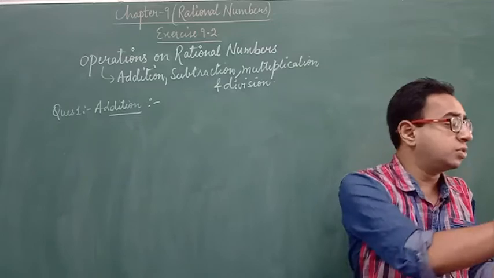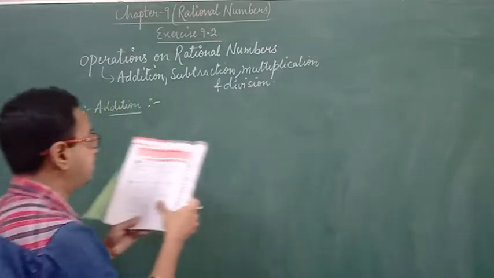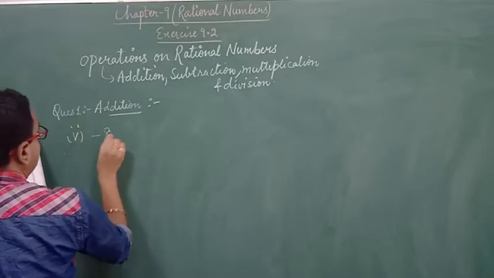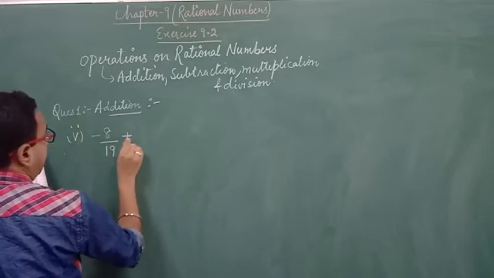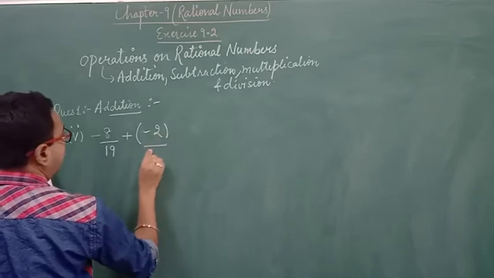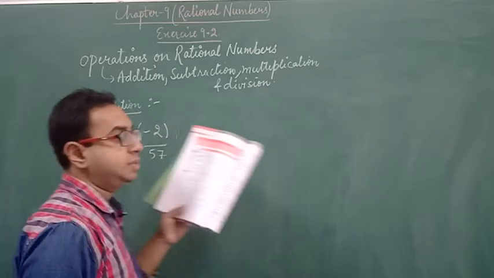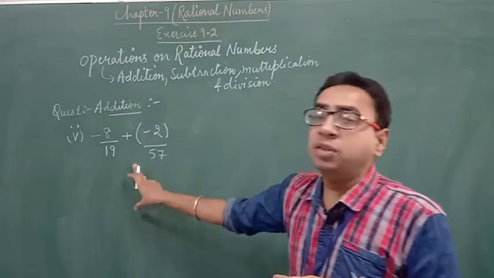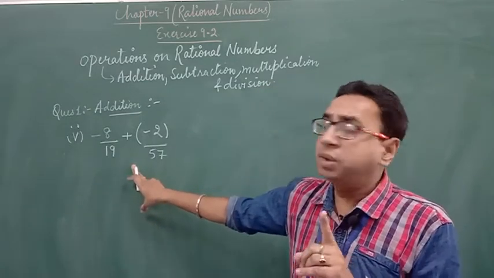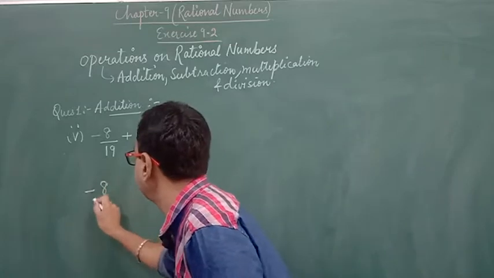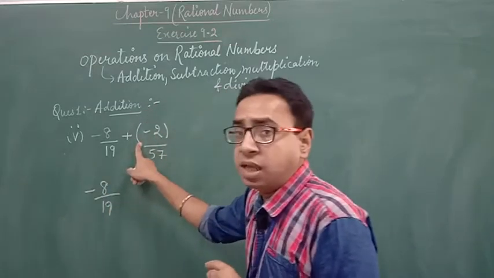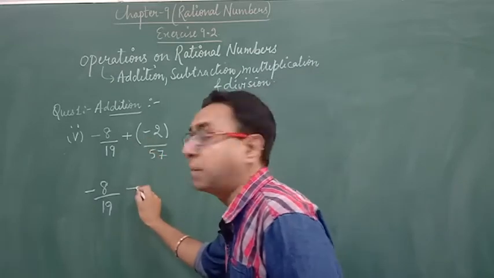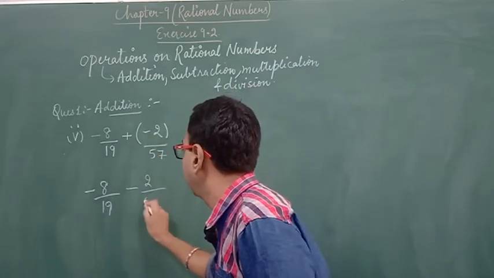Let me take the first question of the exercise. I'll take one of the examples. Let me take the fifth part of the exercise question. Minus 8 by 19 and minus 2 by 57. Yeah, addition. Because the plus sign is there, we'll be adding. But as per the BODMAS rule, we need to solve the bracket first. It means we'll open the bracket. This is as it is, but the bracket is there. In the bracket, we have a minus sign. So what is plus minus? Plus minus is minus. Therefore, 2 by 57.